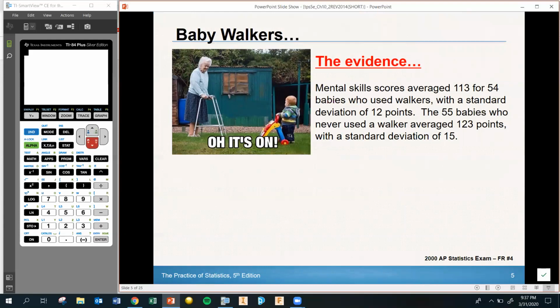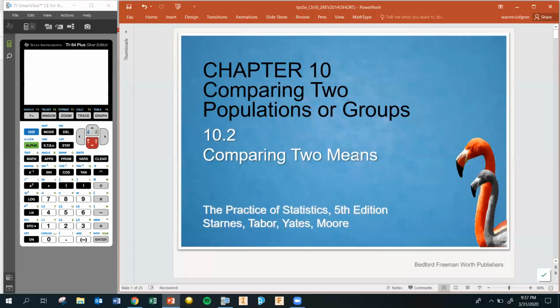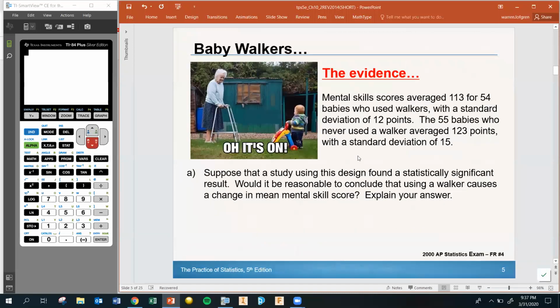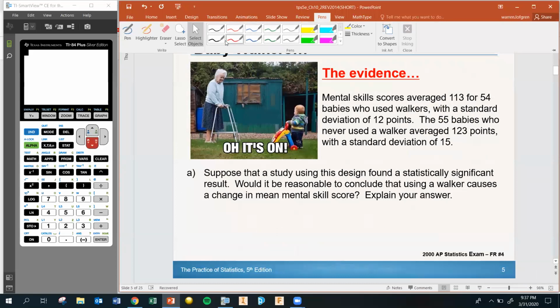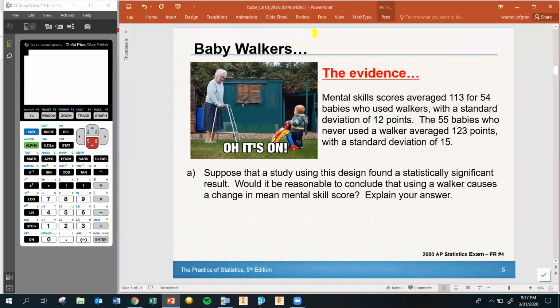So the evidence is this, and at this point, I'm going to break out of the PowerPoint and I'll get right back to that slide, but I'm going to get a pen that I can mark with and highlight some things and see if this works. This is kind of new technology for me here. Okay, so here we go.